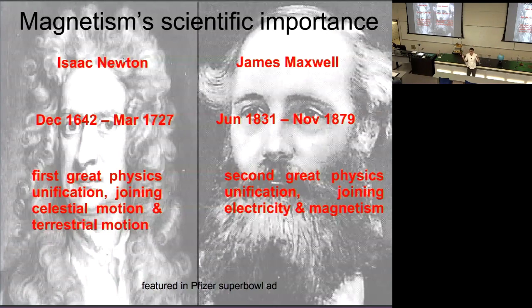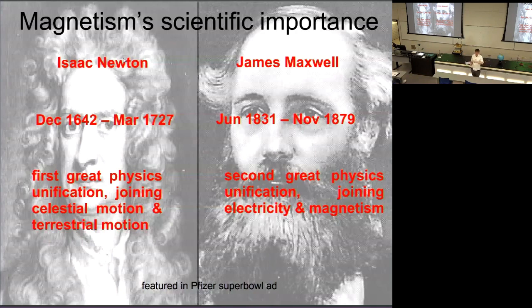There's also a huge scientific importance of magnetism. Over the last few hundred years in physics, there were two great unifications, or two great revolutions. What were they? One of them was due to Isaac Newton. Isaac Newton unified everyday terrestrial motion under gravity with celestial motion of things like the moon around the earth or the earth around the sun. He explained those two types of what were thought to be completely different types of motion through a single force, the force of gravity.